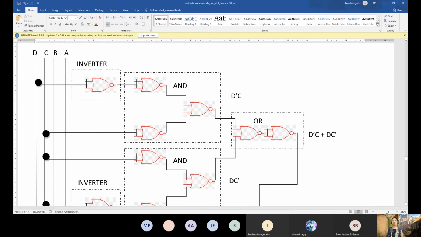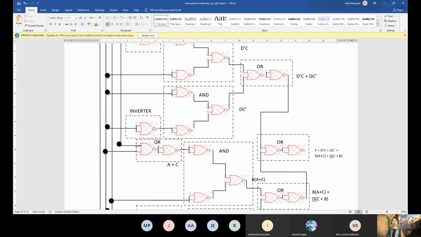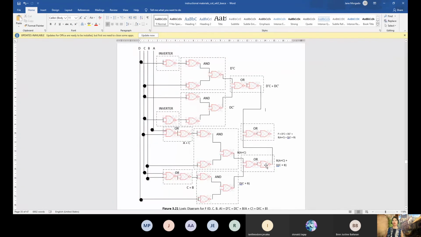Okay. So we only converted the inverter to its equivalence in NOR, and the AND and OR to their equivalence in NOR. So we just simply replace it with its equivalence. So after converting the inverter, AND and OR to their equivalence in NOR, what would be next?